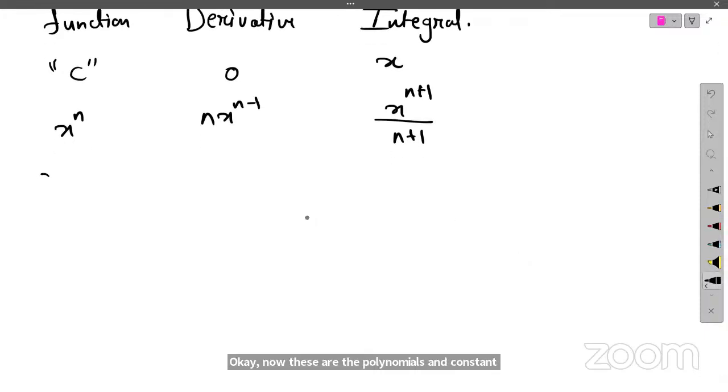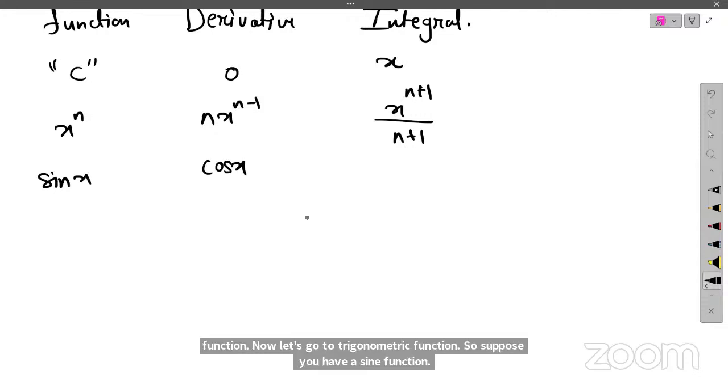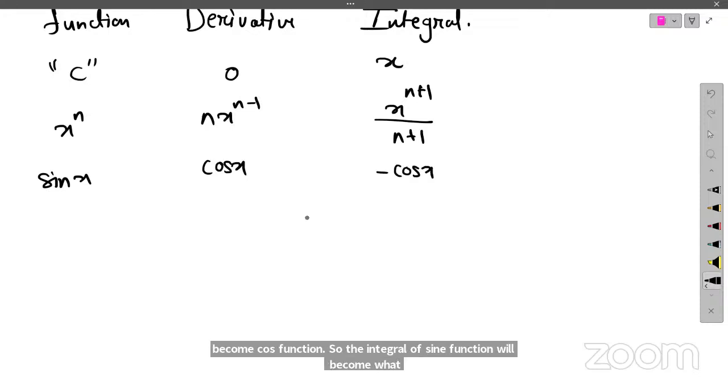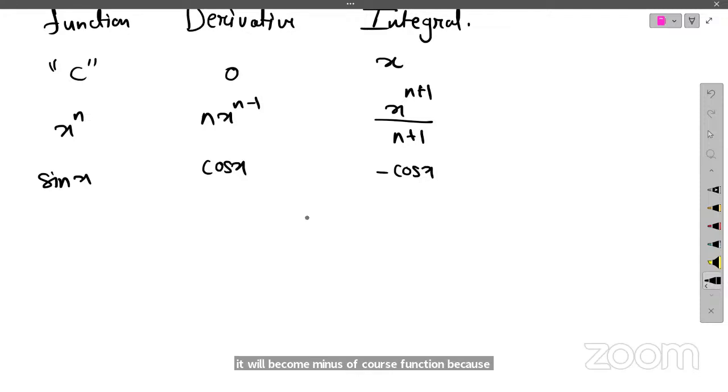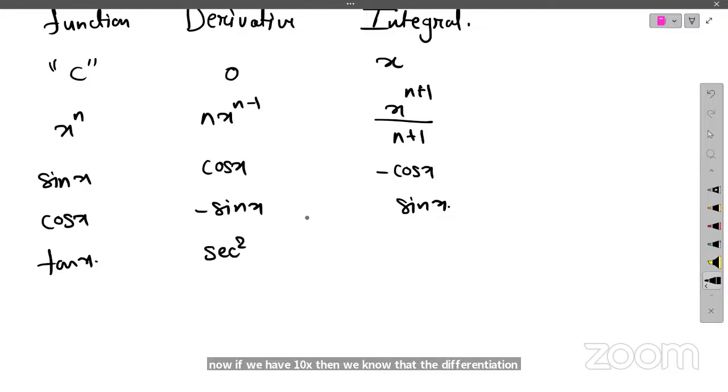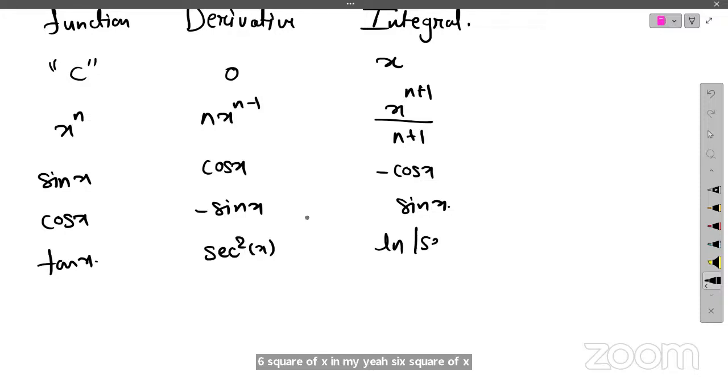Okay, now these are the polynomials and constant function. Now let's go to trigonometric functions. Suppose you have a sine function, then we know that the derivative of sine will become cos. So the integral of sine will become minus cos, because if you differentiate minus cos, you will get sine. Similarly, for cos, the derivative is minus sin x, and the integration of cos x is sin x. Now, for tan x, the differentiation of tan x will become sec square x, and the integration will become ln of modulus of sec x.